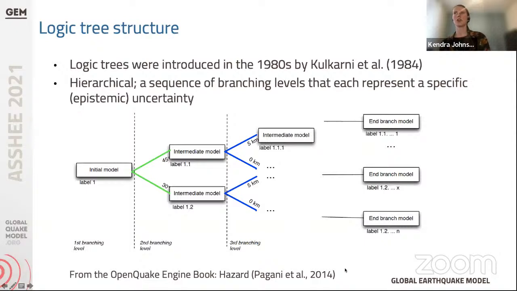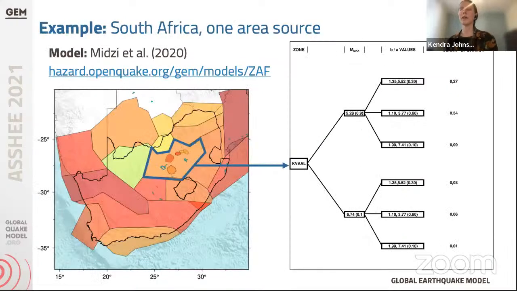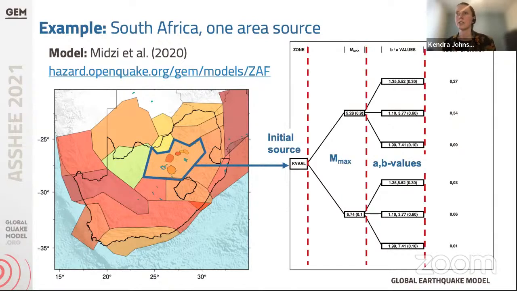So the schematic here is just showing how this is termed in the OpenQuake engine. And it's set up in a hierarchical way where we call these branching levels. And each branching level corresponds to a specific epistemic uncertainty. Here we're showing dip as well as seismogenic depth limits. So an example taken from South Africa, which we'll revisit again, is that each area source is using multiple branching levels. So the initial source has 2 different estimates of Mmax, as well as 3 different a and b value combinations. And so in the end, there are a total of 6 branches for this individual source.